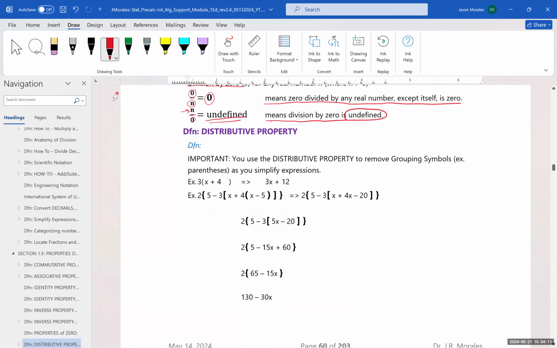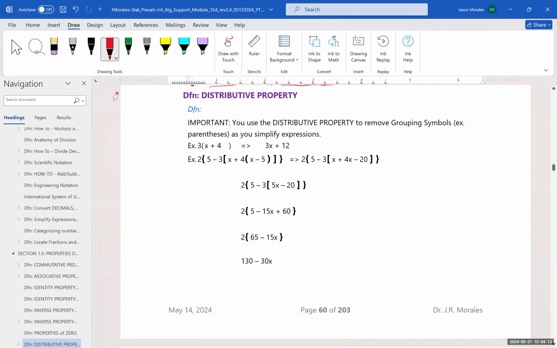All right, the distributive property is an extremely important property. I guess they're all important, but what I mean by that is that you're going to find yourself using the distributive property a lot in just about any higher math class, as well as other science oriented classes as well. So, what is the distributive property?